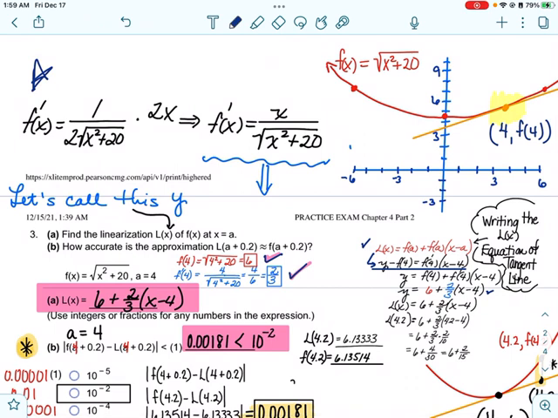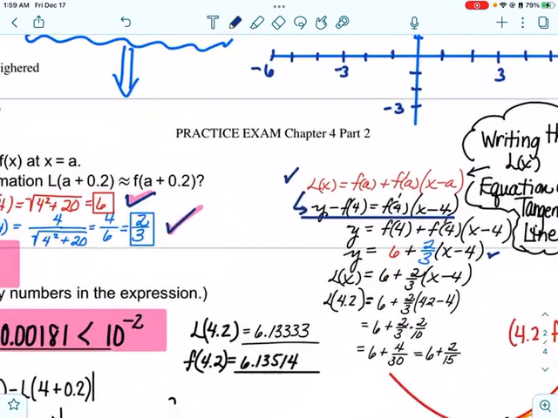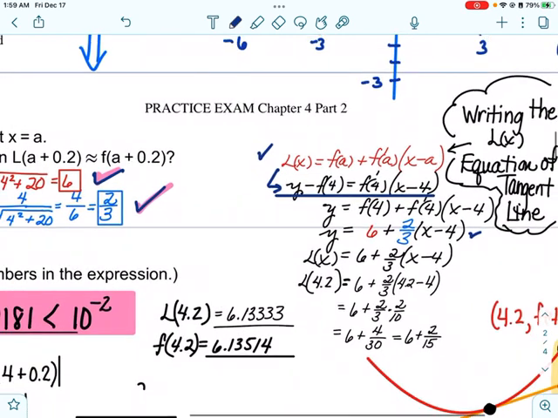Simplified, f prime is x over the square root of x squared plus 20. So I put in the 4 there, and I got 2/3. That gives me my slope at 4. So this is your linearization here. And you can simplify that if you like. You can write it differently.